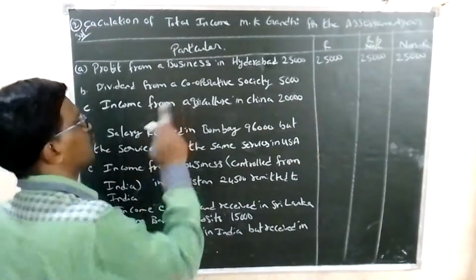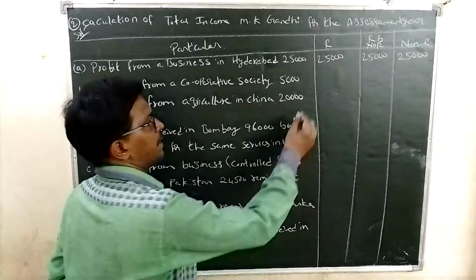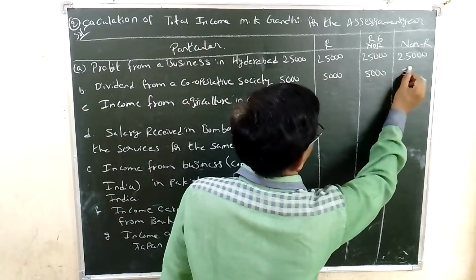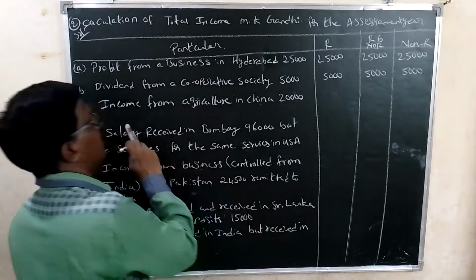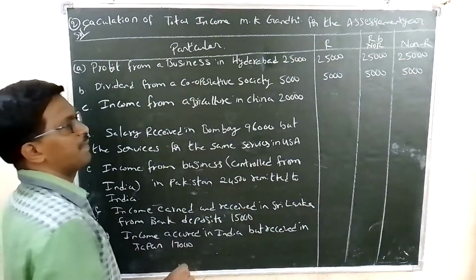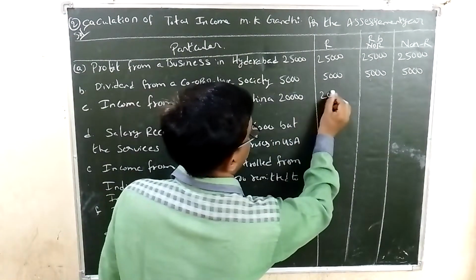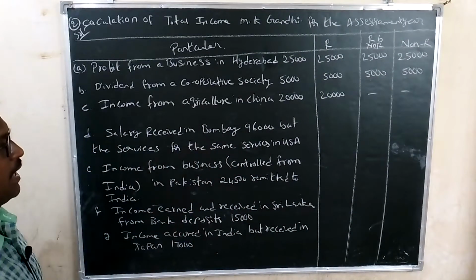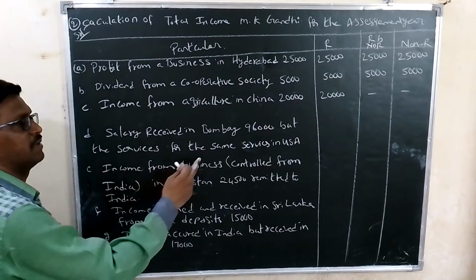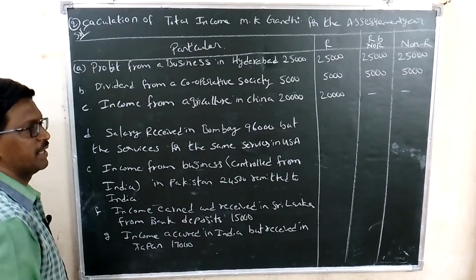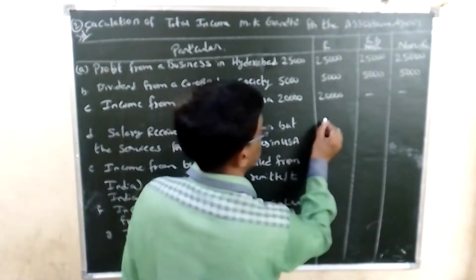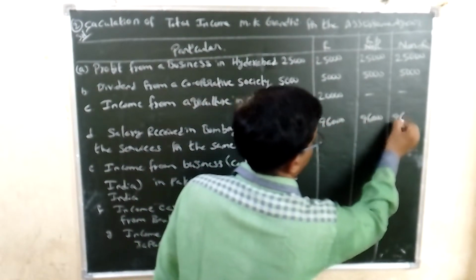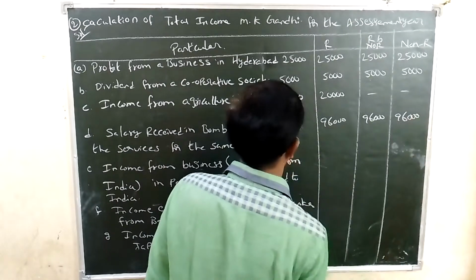Dividend from a cooperative society, 5,000. It will be taxable under three categories. Income from agriculture in China will be taxable under resident, 20,000. Salary received in Mumbai, earned outside India because the service was rendered in the USA, is taxable under three categories.